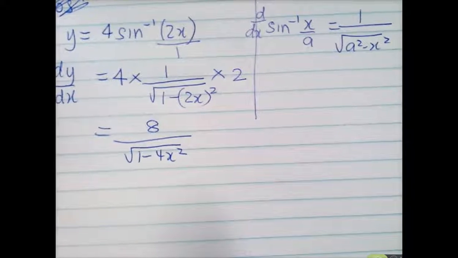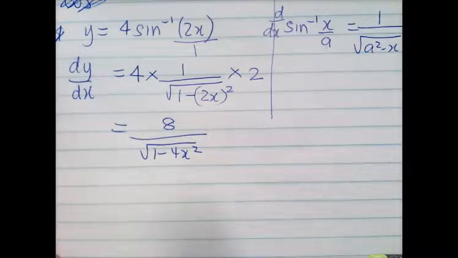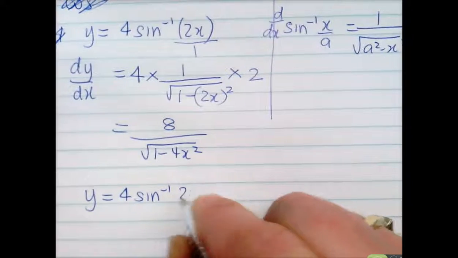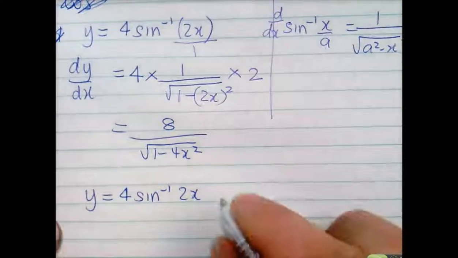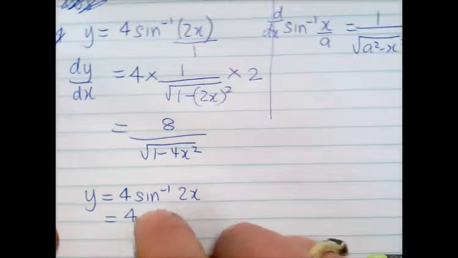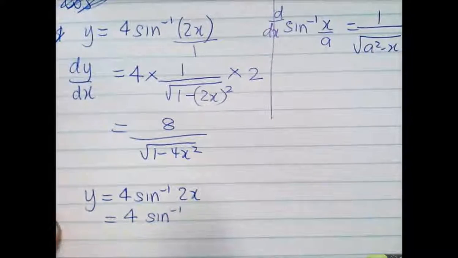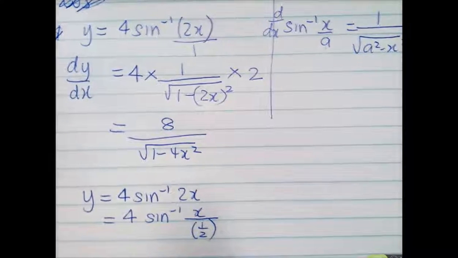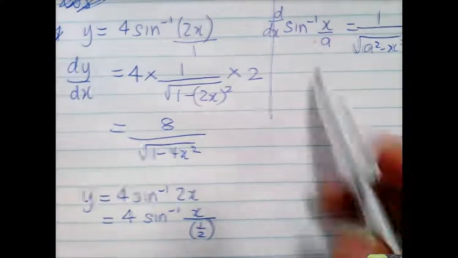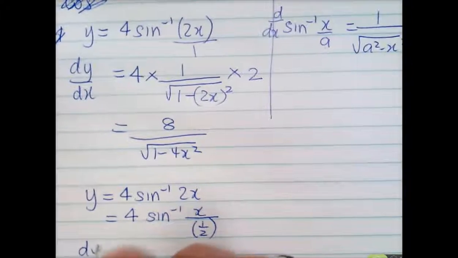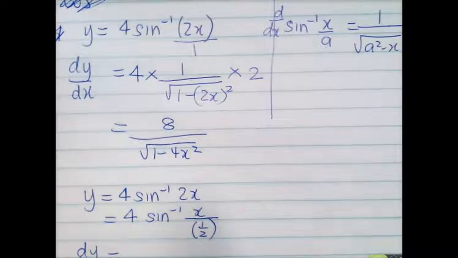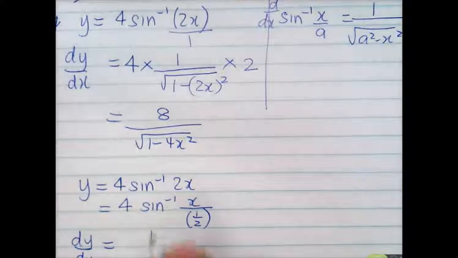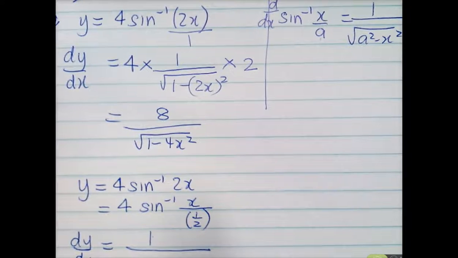I'm going to do the other method. Let's do the other method. If y equals 4 times the inverse sine of 2x, that's the same as saying y equals 4 times the inverse sine of x over a half, right? If you want to use the formula. The formula's over there. dy dx equals, are we okay? If I want to use the formula, and it's up there, it's 1 over the square root of what?